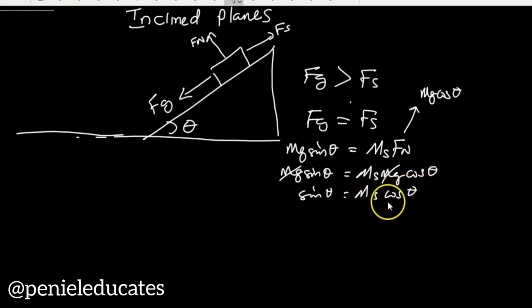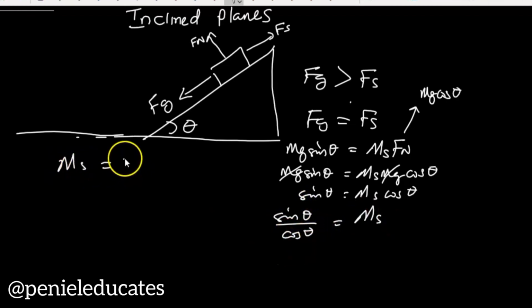If I divide both sides by cos theta, I'm going to have sine theta over cos theta equal to mu s, and sine theta over cos theta is tan theta. So our mu s is equal to tan theta. If you want to find this angle, theta will be arctan mu s.